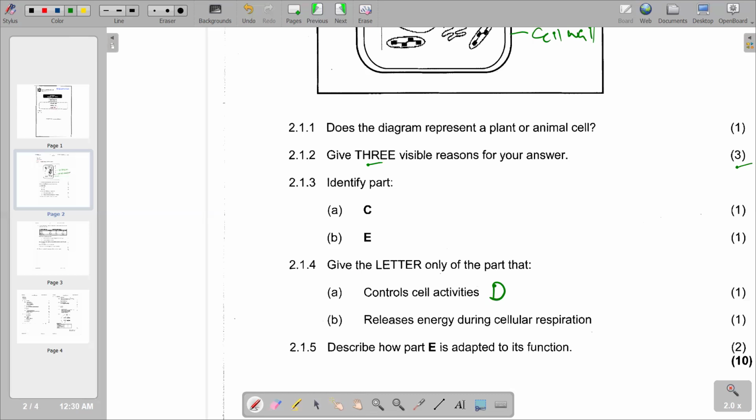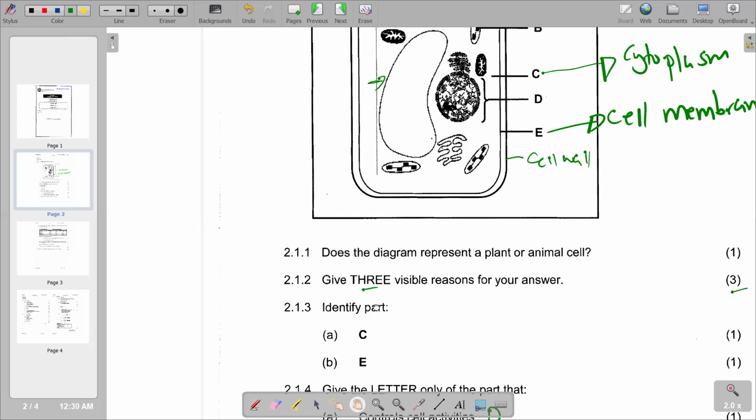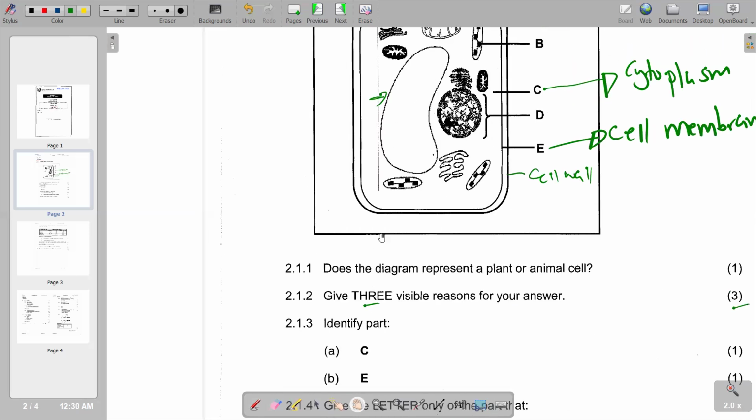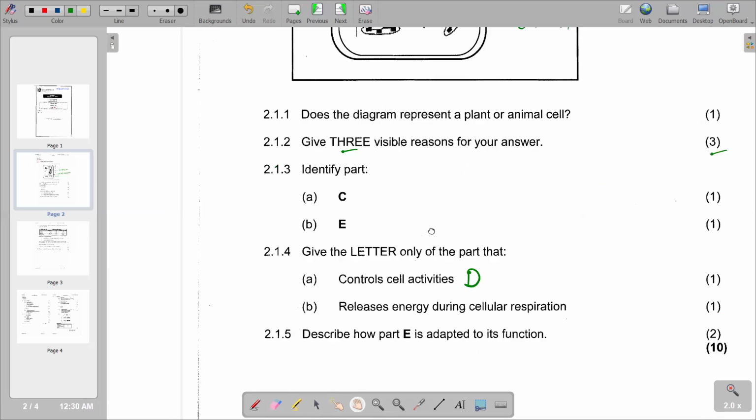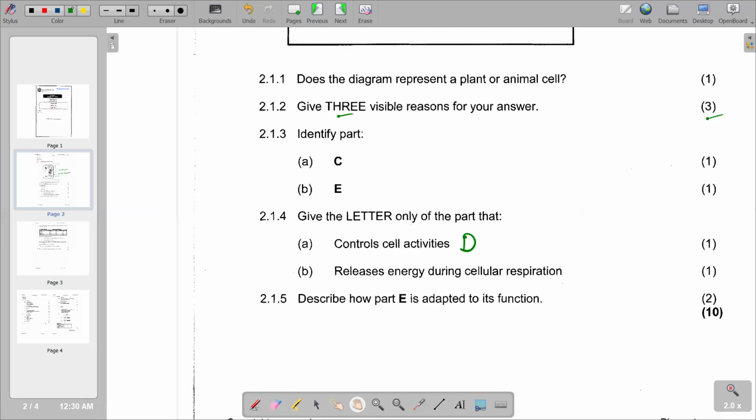So we go to the second part, which says part that releases energy during cellular respiration. We know that this one is the mitochondria. We go to the diagram to try to identify the mitochondria, and you see that the mitochondria is being represented by A. So we have our A as the response. So we indicate that we have A.